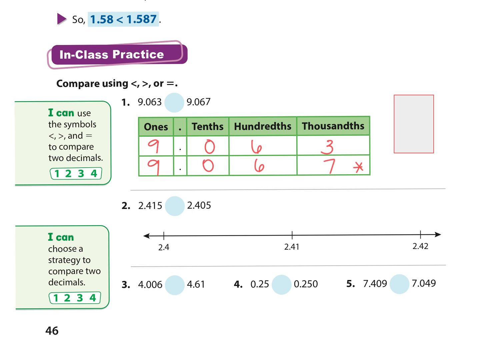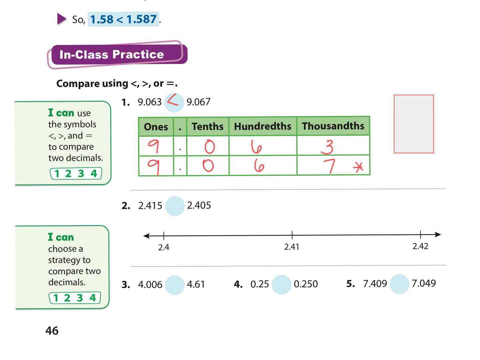So what symbol will I use? Will I use 9 and 63 thousandths is less than this number? This is greater than this number, or they are the same? Less than. Remember, when you put in your symbols, you want it to open up to the bigger number. Some of y'all probably learned Pac-Man or alligator when you were younger. The mouth of the alligator wants to eat the bigger number. Okay? All right, on a number line, 2 and 415 thousandths is compared to 2 and 405 thousandths.